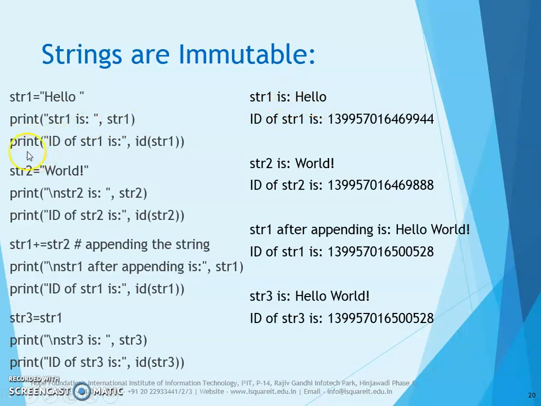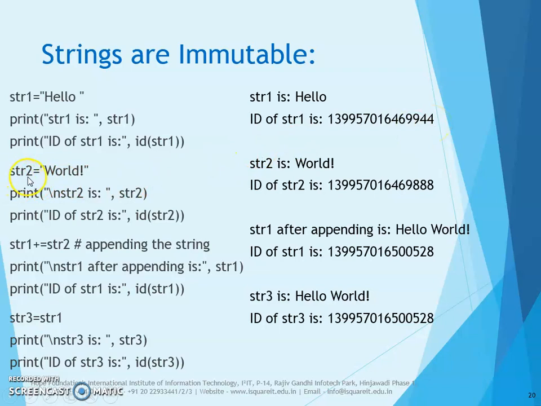The next line is where we are printing the id of str1. id means the address of str1. The id function is used to give the memory location. So where is this str1 stored? This str1, the hello string, is stored at this memory location inside memory.